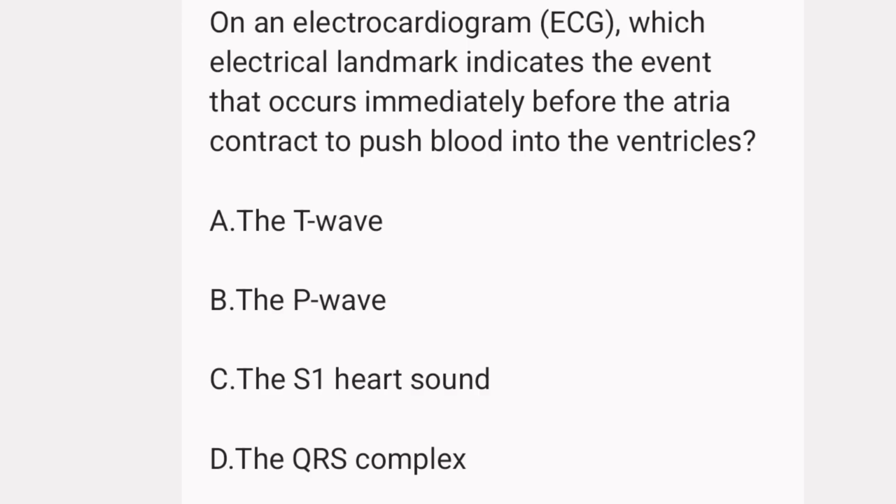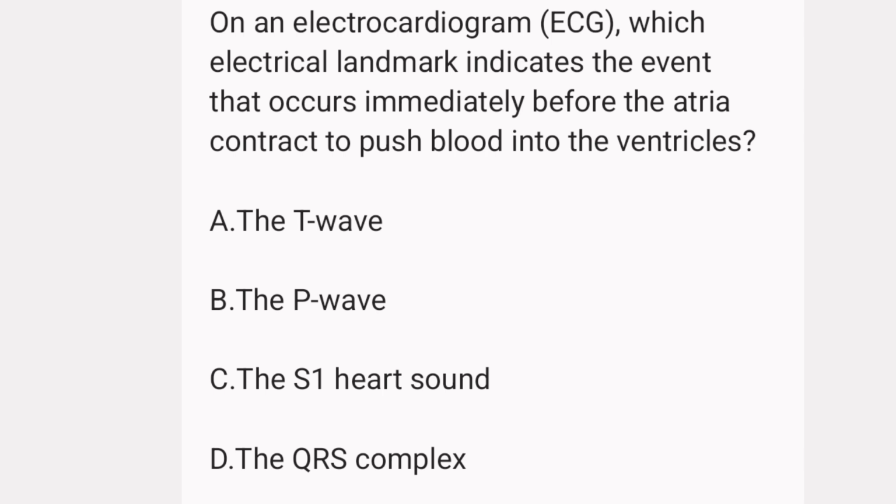On an electrocardiogram, which electrical landmark indicates the event that occurs immediately before the atria contract to push blood into the ventricles? Options are A. The T wave, B. The P wave, C. The S1 heart sound, D. The QRS complex.